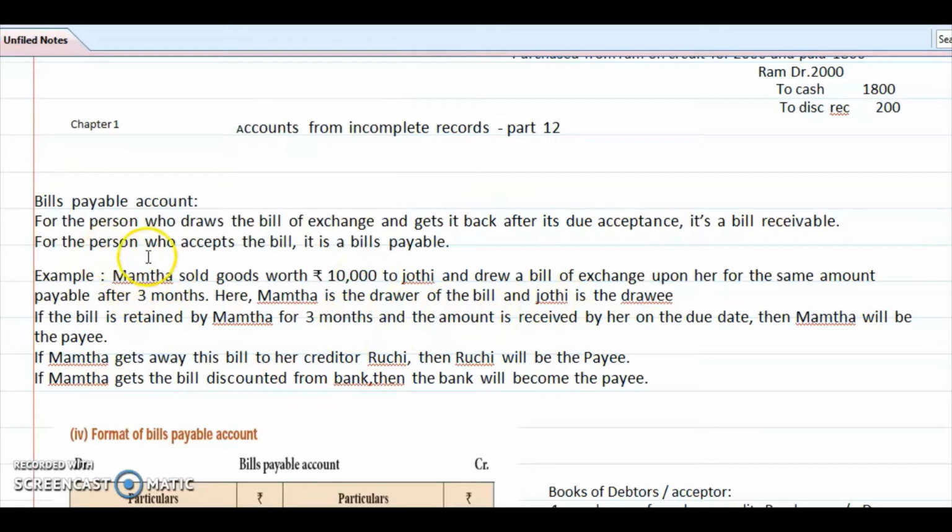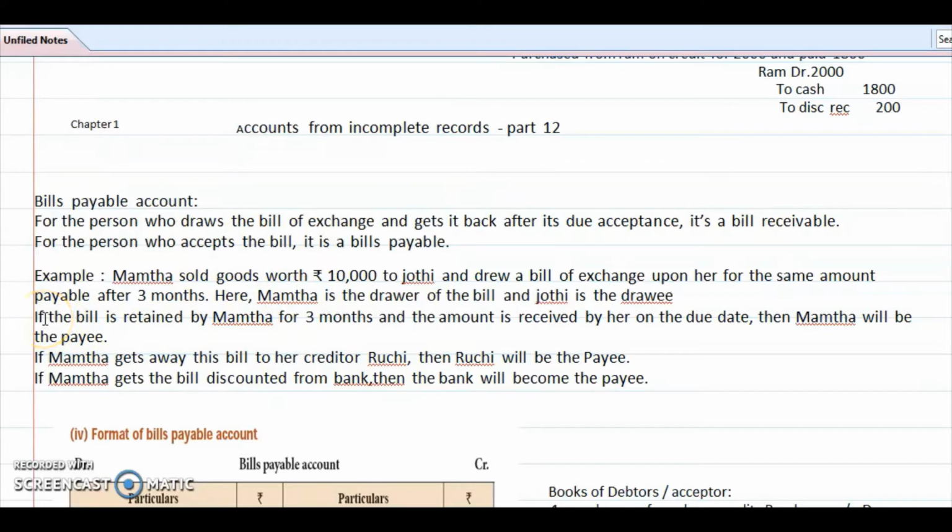Mamta can receive the payment in 3 ways. The first one is that Mamta retains the bill for 3 months and receives the amount on the due date, and she will become the payee of that bill. Is it clear? Case number 1, Mamta can retain the bill. Case number 2, Mamta can pass or endorse the bill to the creditor. Case number 3, Mamta can get the bill discounted from the bank. In these 3 ways, she can get back the money.